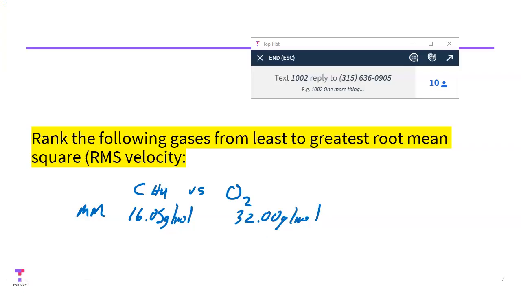So we know from the Boltzmann root mean square that heavier means slower. So the slower gas would be the oxygen, and the faster gas would be the methane. And so that's the order that you should have put them in. Oxygen first, then methane, since we're going in order of speed.